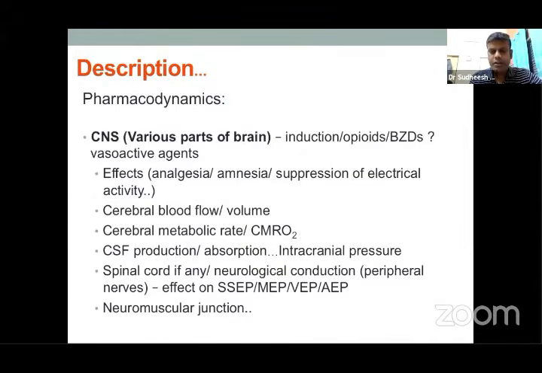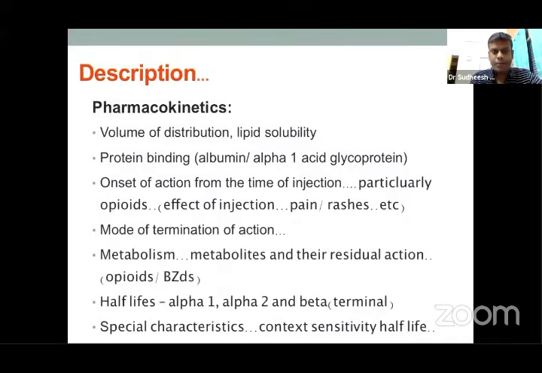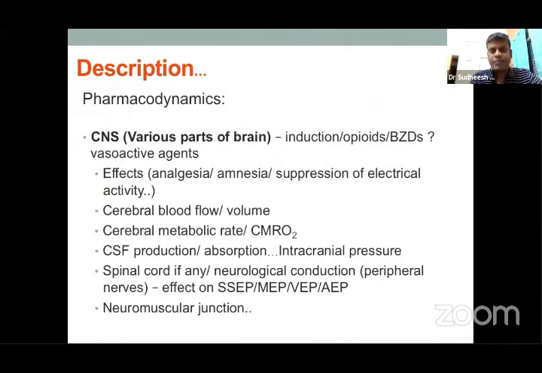So once you read about all these pharmacokinetics, once you know how the drug goes inside and how it gets distributed, where it binds, how it acts, and how long it takes for its effect to come, then we can go about pharmacodynamics. So pharmacodynamics is nothing but what the drug does to our body.